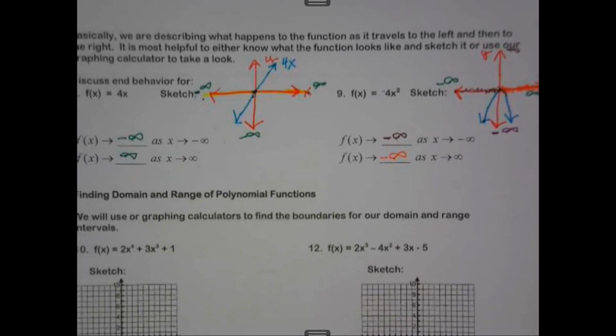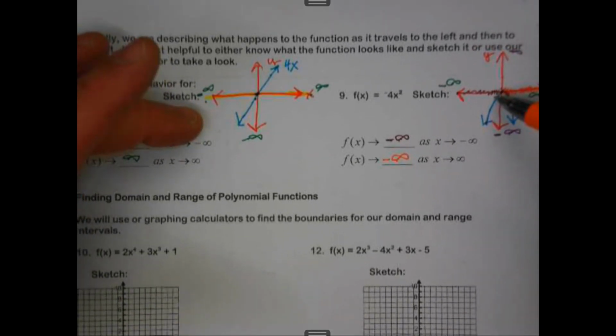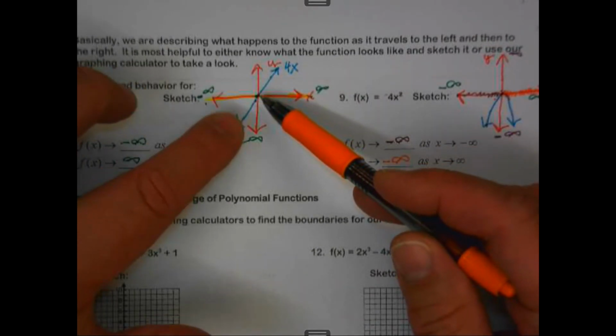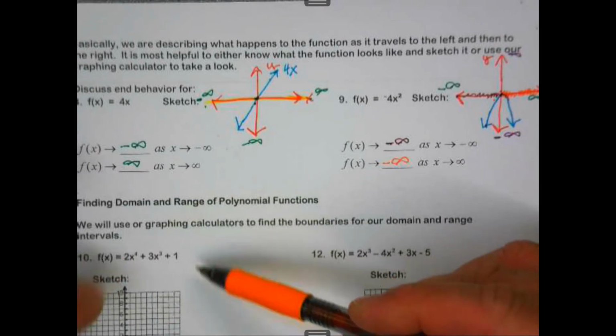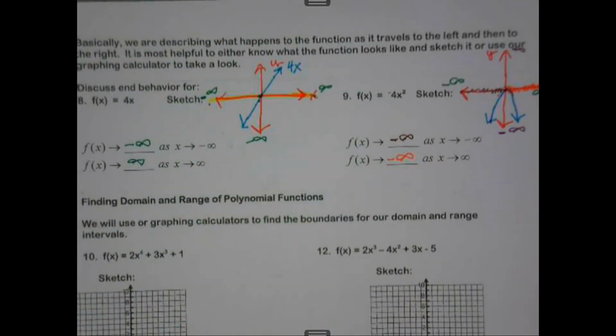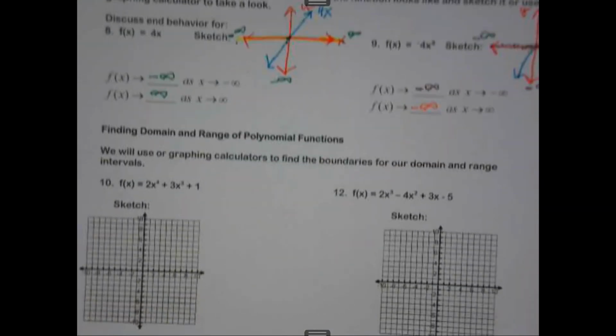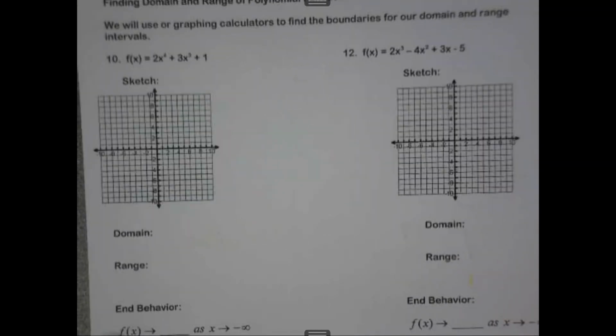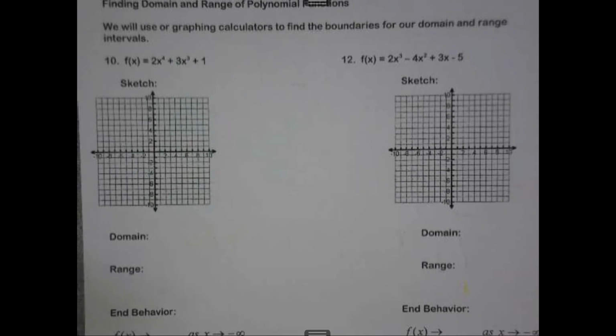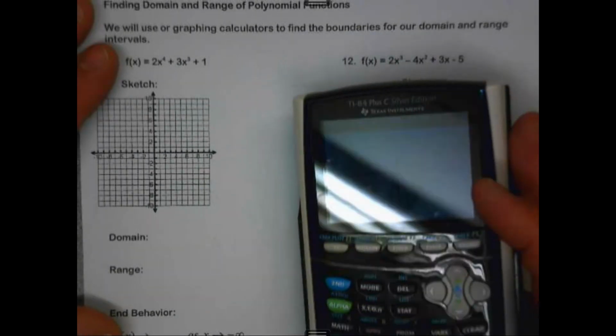Now, we're going to put end behavior with our domain and range, and we're going to make more accurate sketches. We're going to kind of put everything together here for 10 and 12. Okay, let's look at number 10. I'm going to make a sketch.